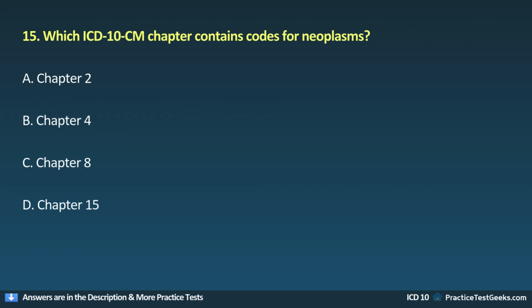15. Which ICD-10-CM chapter contains codes for neoplasms? A. Chapter 2. B. Chapter 4. C. Chapter 8. D. Chapter 15.